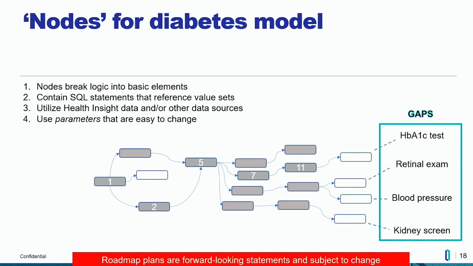And we also create a node for every metric. So on the right-hand side, we create a node which will count up the members who are overdue for a hemoglobin A1C test, or overdue for a retinal exam, blood pressure check, or kidney screen, a single node for each of those things. So the nodes underneath them have SQL statements, and the nodes point at the relational data in Health Insight, although they can also point at other data sources as needed.